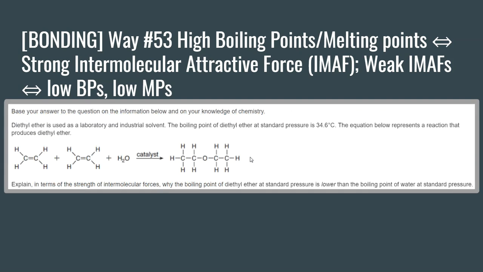Diethyl ether is used as a laboratory and industrial solvent. The boiling point of diethyl ether at standard pressure is 34.6 degrees Celsius. The equation below represents a reaction that produces diethyl ether. So you have two molecules of ethanol with the addition of a catalyst producing diethyl ether. It says, explain in terms of the strength of intermolecular forces why the boiling point of diethyl ether at standard pressure is lower than the boiling point of water at standard pressure. So you must mention in your answer something about the strength of intermolecular forces between diethyl ether versus water.